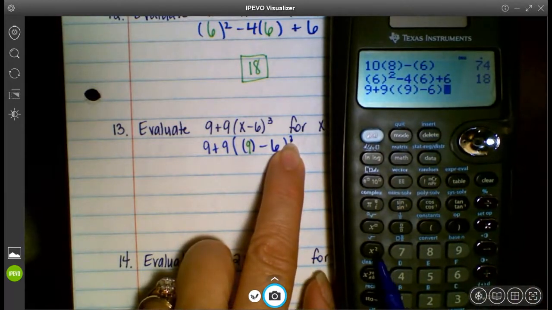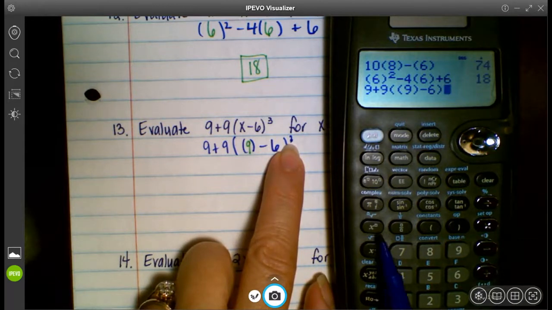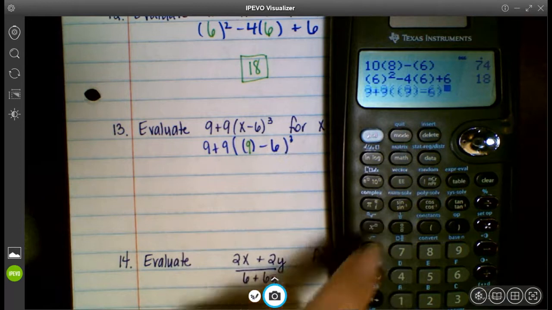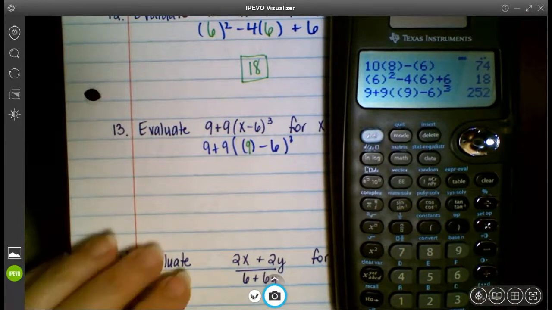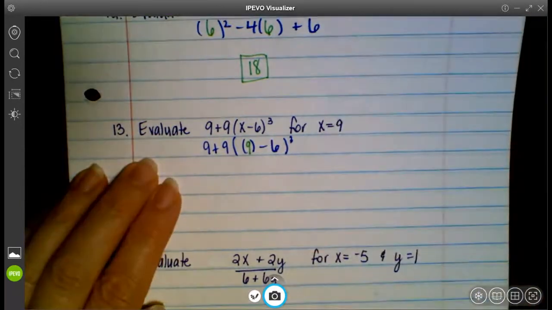There's not a button. This one automatically raises to the second, but there's not a button that automatically raises to the third. When we have a power other than 2, we use this button with the square there in the variable spot. And it raises it to the power. And we have an empty box we need to fill in with the power of 3. We hit enter, and our answer is 252.